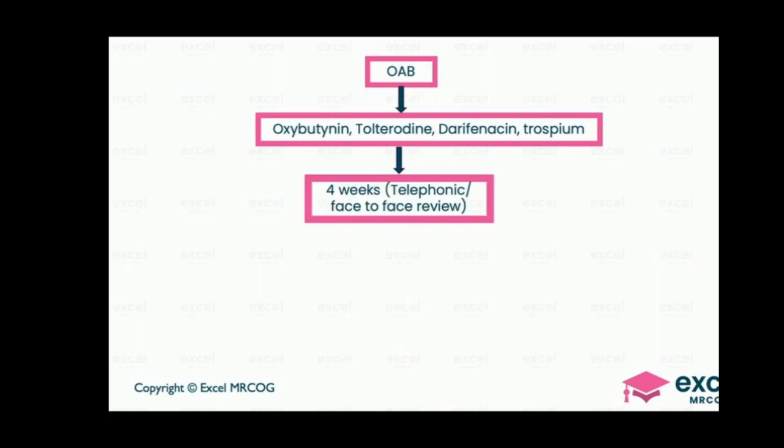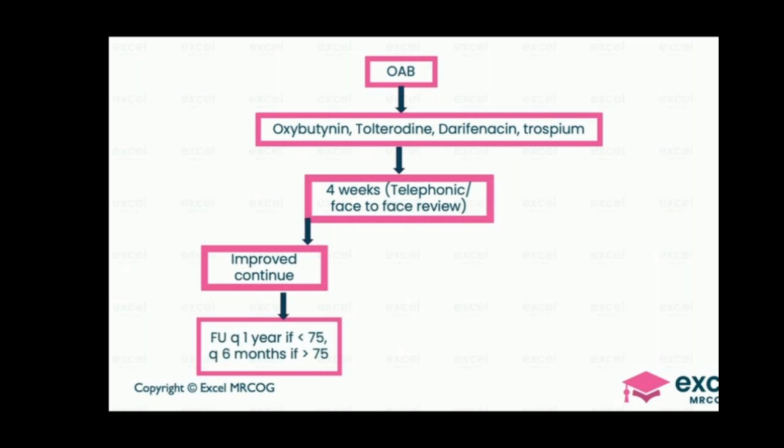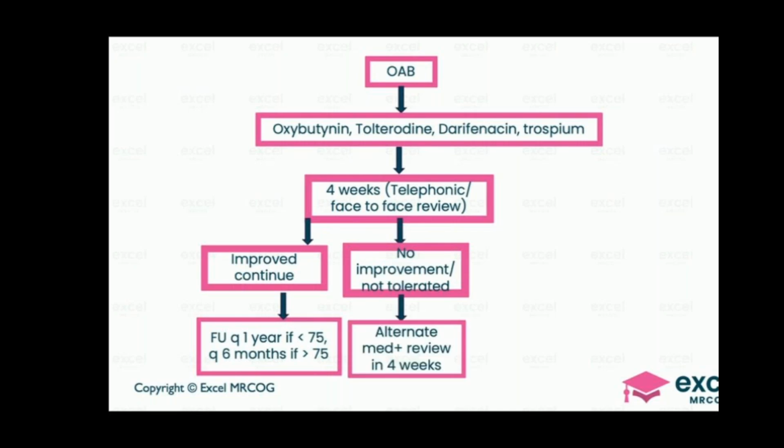Telephonic or face-to-face review. At 4 weeks, you have to see improvement. You continue. And if she is more than 75 or elderly, you may have to review her more often, so every 6 months. If she's less than 75, you review her every year. Simple. If there is no improvement or it is not tolerated, what do you do? You give an alternate medicine and review after another 4 weeks.